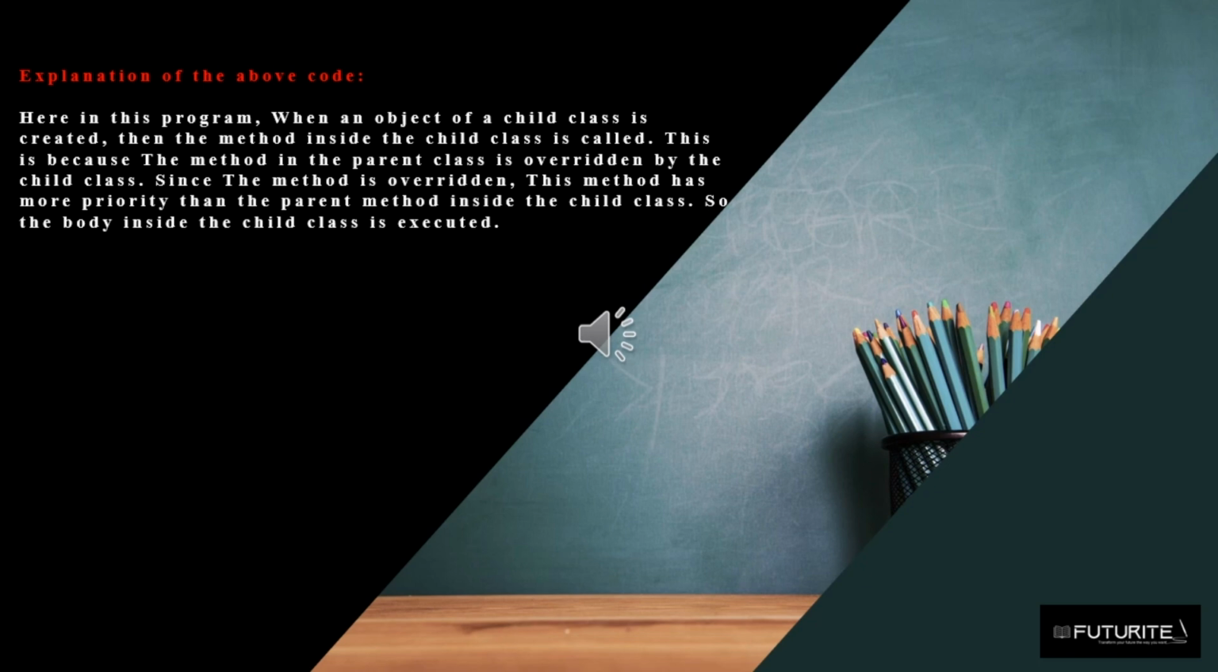This is because the method in the parent class is overridden by the child class, as I have explained to you right now. Since the method is overridden, the method has more priority than the parent method inside the child class. So as soon as you create a child class, you inherit it from your parent and with the same method name, and then you call the method name, then the child class method name gets more priority than the parent class method name, as both the method names are same and you are creating an object for your child class, not the parent class. So your child class method gets called and executed, and this concept is known as method overriding.